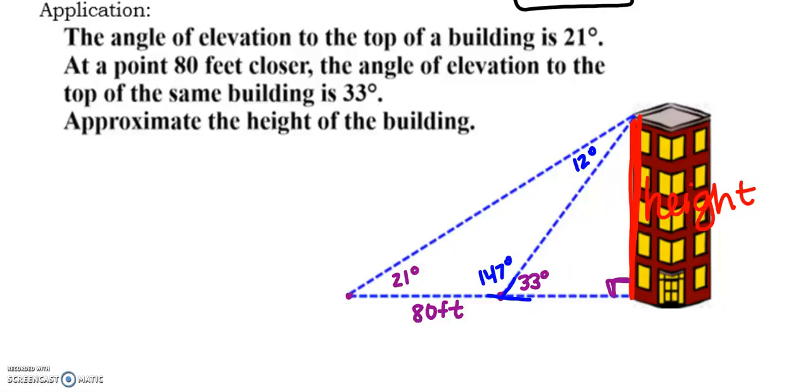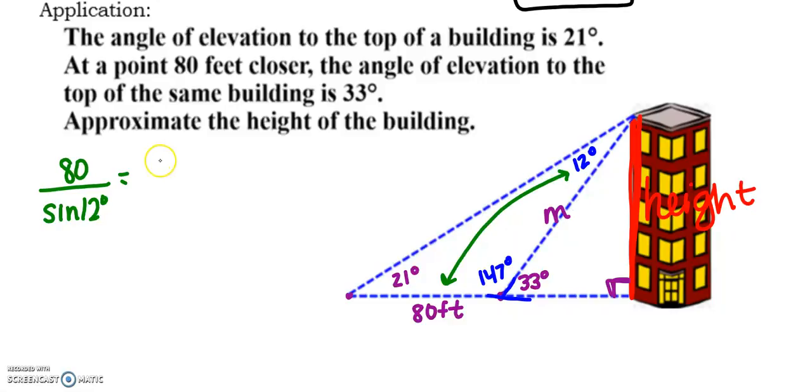Okay, so why is that helpful? Oh, I see, Ms. Schwartz. 12 is across from 80. So that's a ratio that I could set up. I could say that 80 over the sine of 12 might help me get some stuff because I know that law of sines can be useful in finding sides. So a side that it might help me to find would be this one right here. I'm going to call this M. So I could say that that's equal to M over the sine of, let's see, that was across from 21.